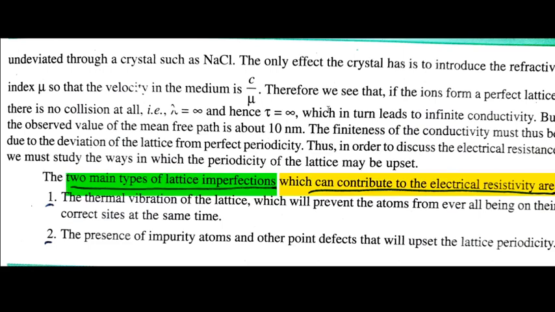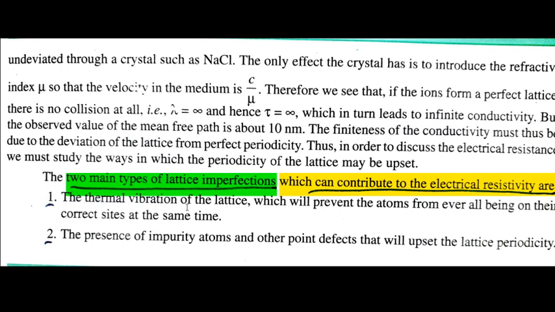Okay, in continuation of this, there are basically two types of lattice imperfection which can contribute to the electrical resistivity. So in Matthiessen's rule, what we are saying is that the first part is rho 0. Rho 0 is independent of temperature, but then there is rho p, which arises because of the phonon vibrations, or you can say the lattice part. So what contributes to the second factor of Matthiessen's rule? That we want to discuss over here.